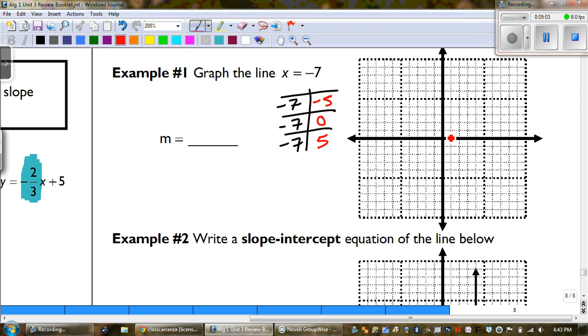Okay, so we got -7, -5, -7, 0, and oh, that's not right. -7, +5. All right, so we got our 3 points. When we draw that line, we know, like, oh, it's standing straight up. That's a special case. We already talked about when it's 0. When it's 0, it's flat. When it's standing straight up like that, we said that that's an undefined slope. Okay? The number is so big we can't describe it.